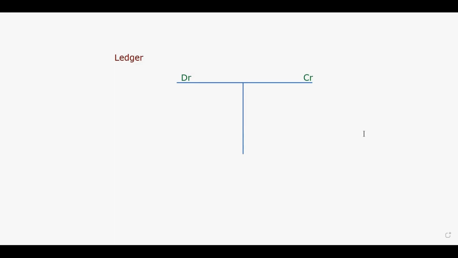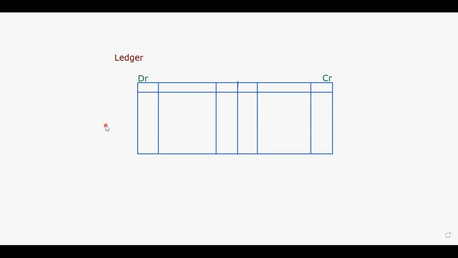Based on this T shape, we'll divide the ledger. On the debit side and the credit side, the same headings will be there: date, particulars, amount. From the T shape, we'll prepare the ledger like this. As I already mentioned, the left side represents debit and the right side represents credit. And there is a small line given to show the T shape.